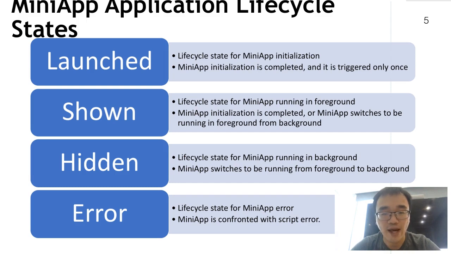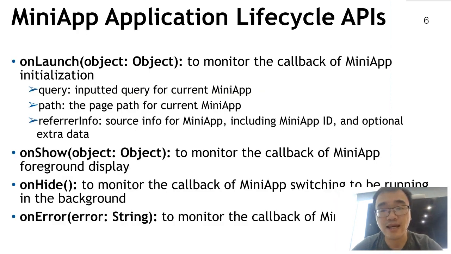And the MiniApp will enter this state once the MiniApp switches from running in the foreground to the background. And the last state is error. It is the lifecycle state for the MiniApp error, and the MiniApp will enter this state once the MiniApp is confronted with a script error.